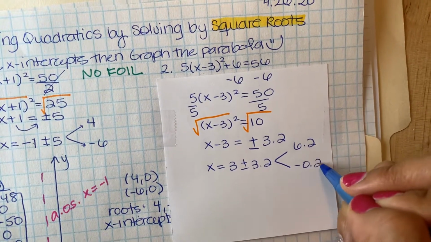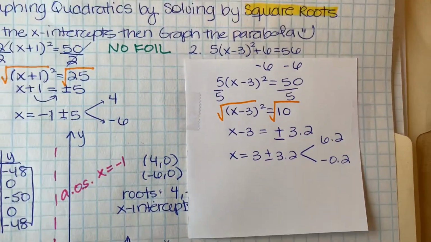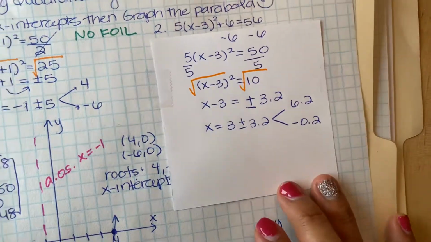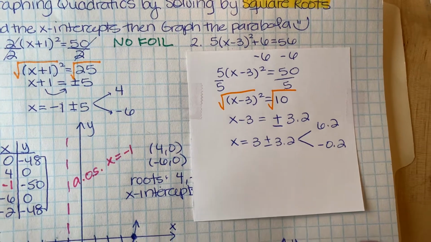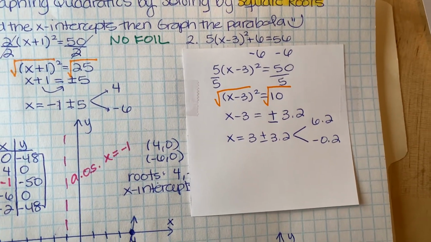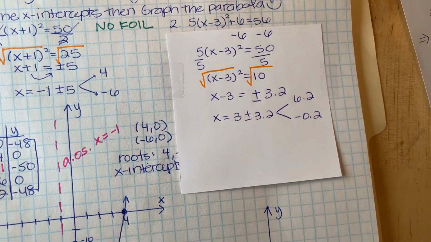and negative 0.2. Okay, your XY table, where I don't even know where I'm going to put that down below. Actually, okay, I can put it over here.